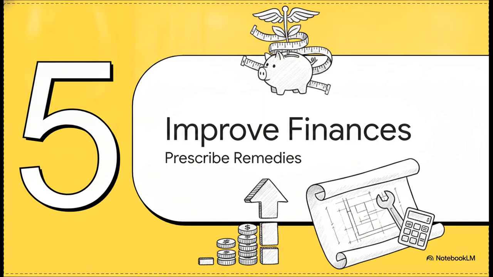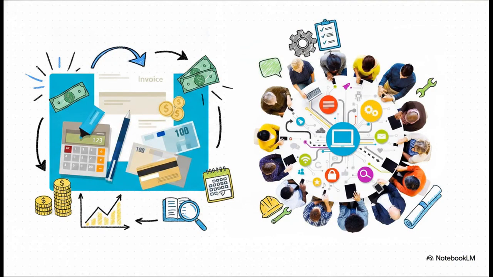And finally, part 5, improving financial position, prescribing the remedies. Spotting problems is great, but as project leaders, we're expected to provide solutions. Improving your financial position is a two-pronged approach. It requires both accurate number crunching with your invoices and active communication during team meetings. You absolutely must track your cash flow relentlessly. That means preparing and updating cash flow status reports, monitoring bank statements, and preparing formal statements of cash flows.